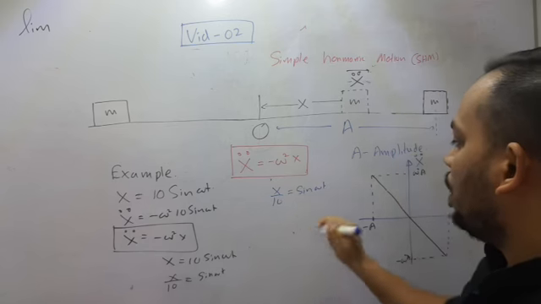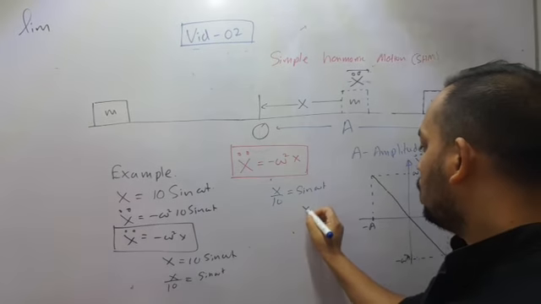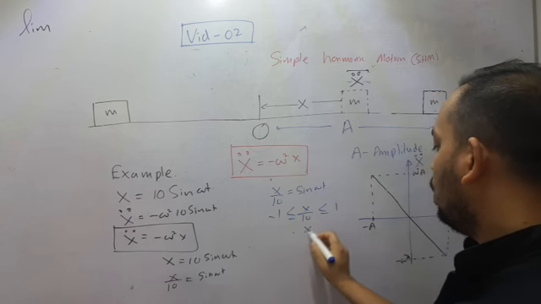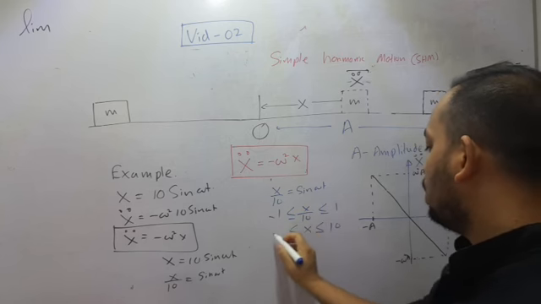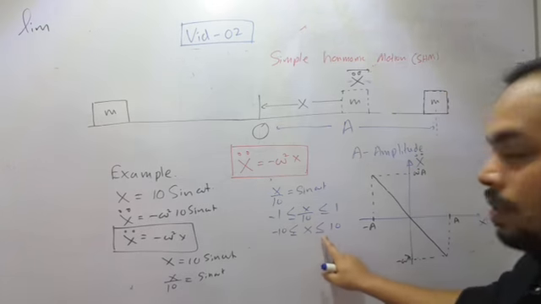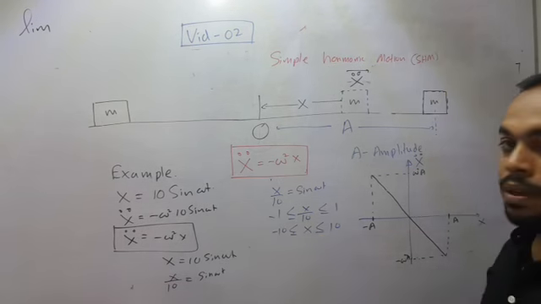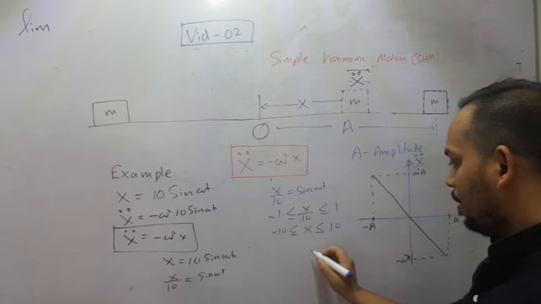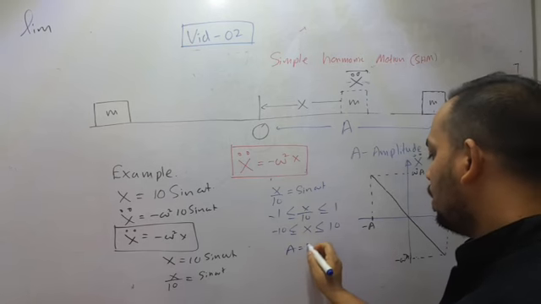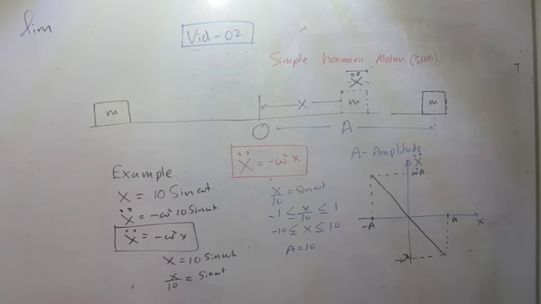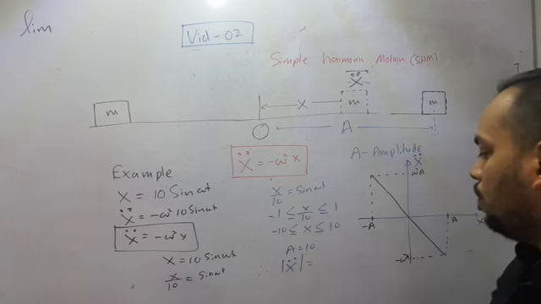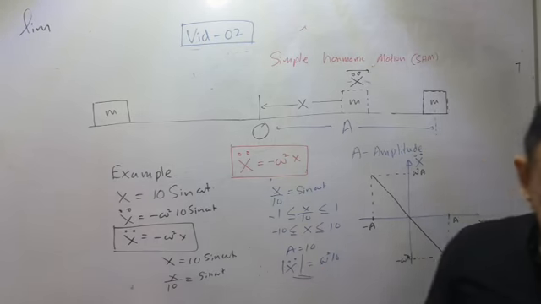You know that the sine value varies between 1 and minus 1. So x divided by 10 must vary between 1 and minus 1. Therefore, displacement varies between plus 10 and minus 10. This is the maximum value of displacement, and this is the minimum value of displacement. So the amplitude is 10. Therefore, the maximum acceleration in absolute value would be omega squared times 10.